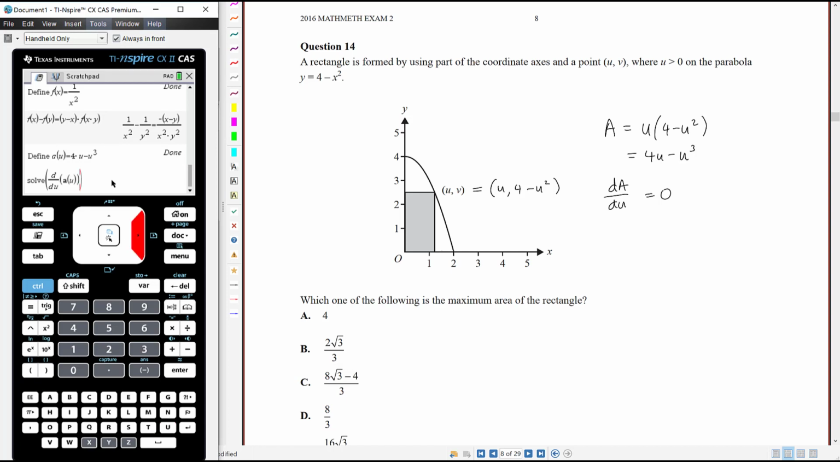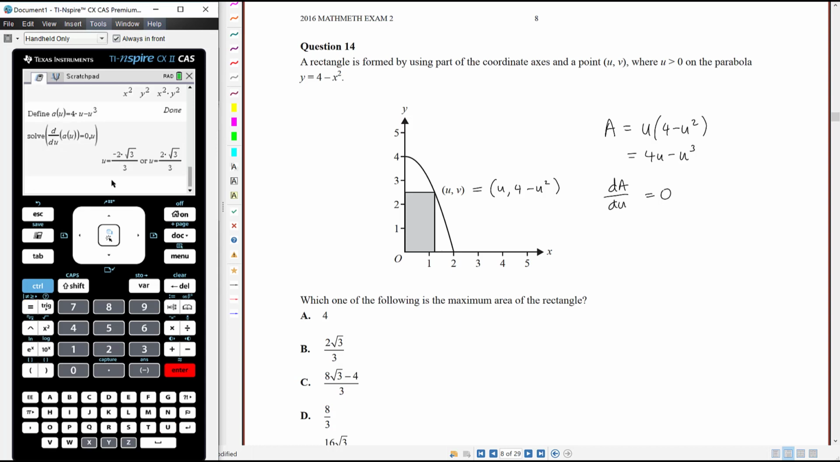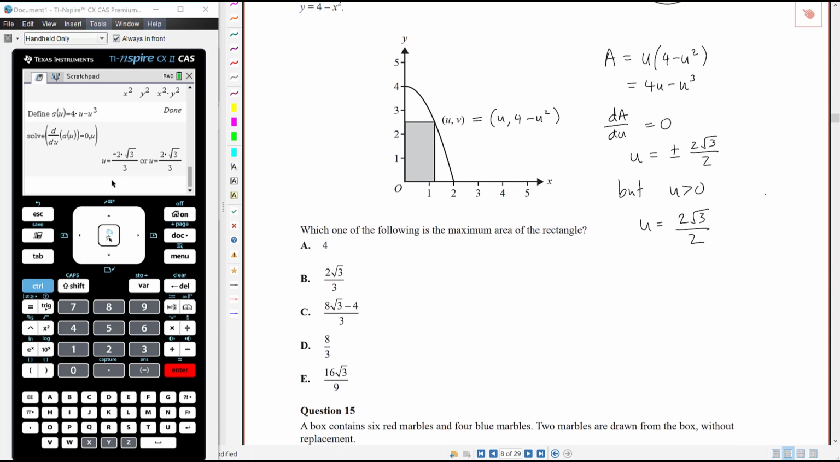I'm going to solve that equal to 0 for u. And when I do that, I get that u equals plus or minus 2 root 3 on 2. But the question tells us that u has to be bigger than 0, and so u is going to be 2 root 3 on 2. It asks for the maximum area, so that's not the maximum area, that is the value of u, so the x-coordinate that will give maximum area.